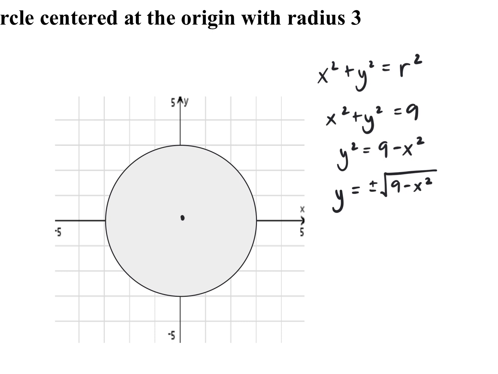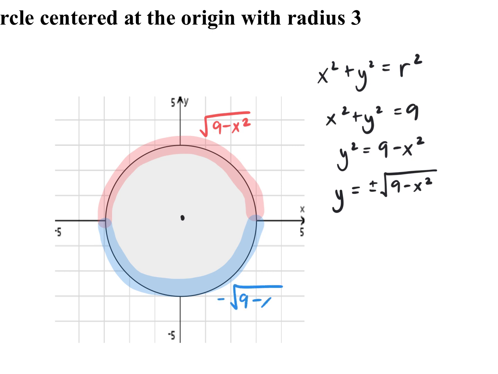I don't want you to write down 3 minus x. Okay, the square root of 9 minus x squared is not 3 minus x. But what this does tell me is that this top part of the curve here, so this piece right here, that is my positive square root of 9 minus x squared. And this bottom part, that is my negative square root of 9 minus x squared.